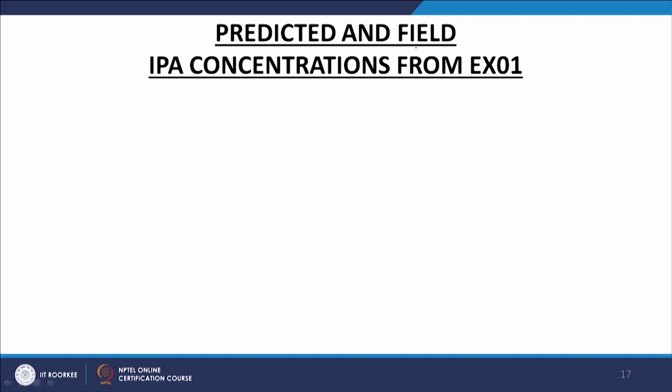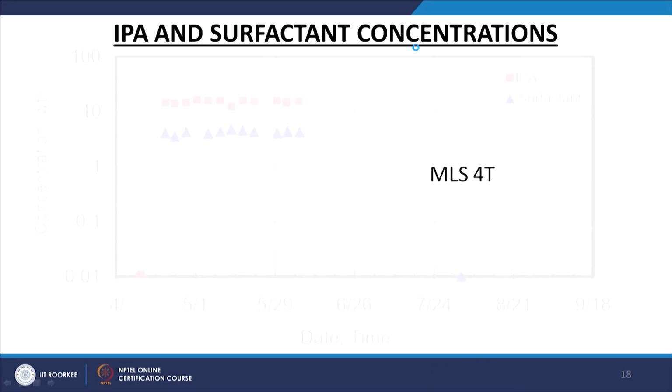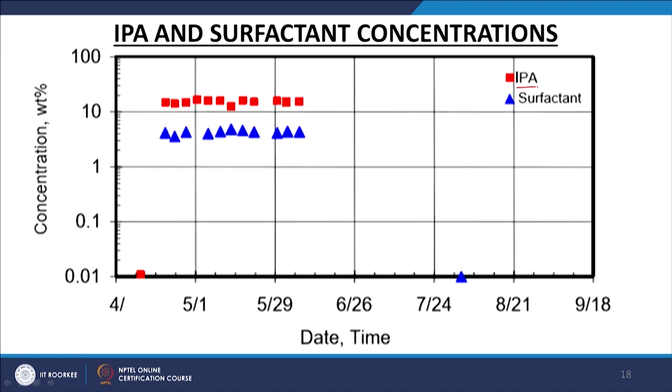So predicted and field concentrations from extraction well 1, that's something we just looked at. Here we have the isopropyl alcohol and surfactant concentrations initially, and you see the levels at which they were injected, by percentage by weight, and again you see a logarithmic scale. As you can see, the concentration is almost 10 times or so higher.